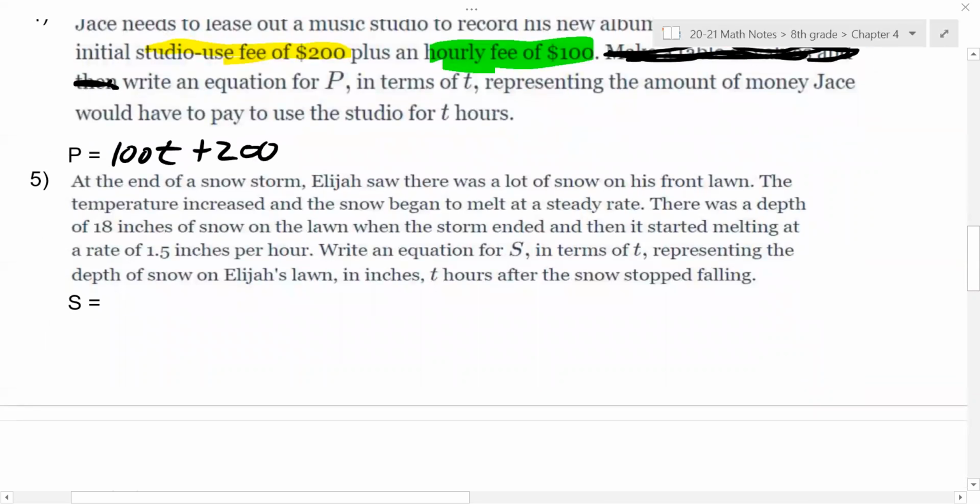At the end of a snowstorm, Elijah saw there was a lot of snow in his front yard. The temperature increased and the snow began to melt. So if something is melting, you can start to realize we're going to have a subtraction situation here. There was a depth of 18 inches of snow. So this one right here, 18 inches of snow, that's going to be our constant. That's going to be our y-intercept. That is going to be our b in y equals mx plus b.